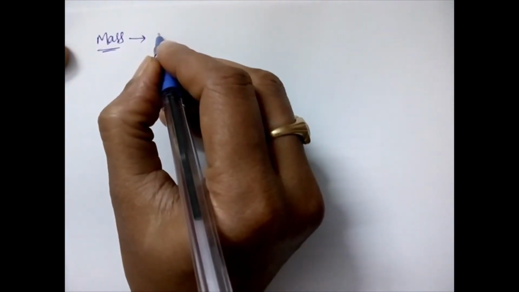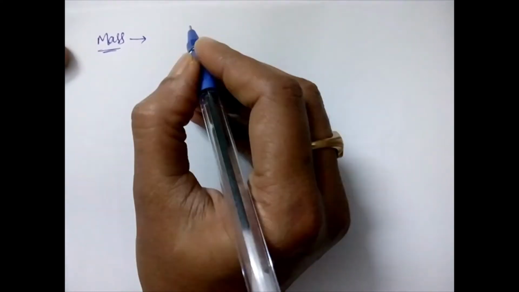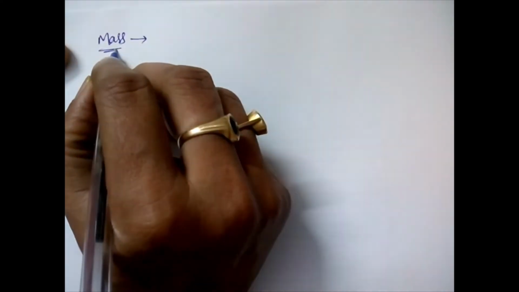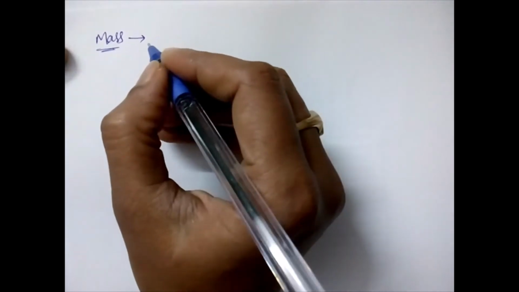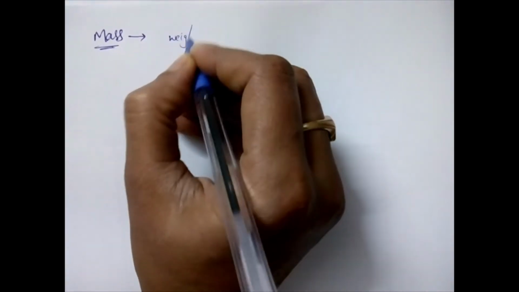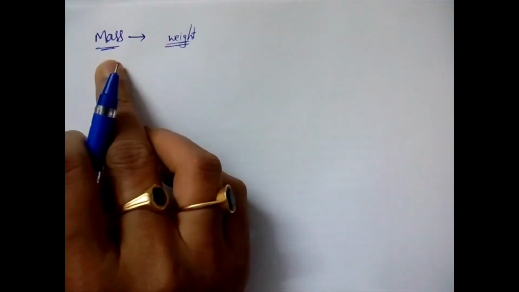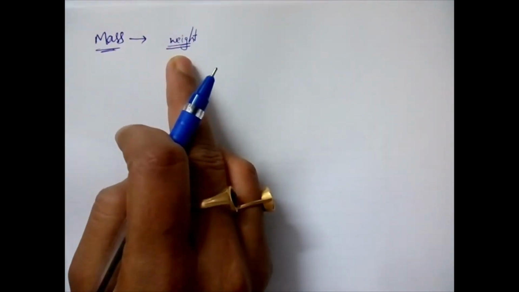Mass means the quantity of matter present in the body. What is the matter present in the body? We generally call it mass. In detail, we will learn later. For example, from childhood we were using the term weight. Yes or no? So this weight and mass, both of them are different. We will learn the differences in the next chapter.